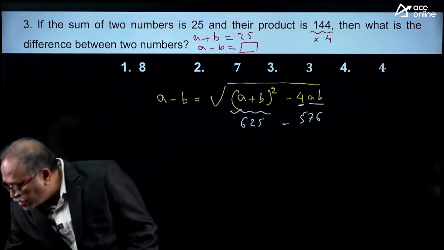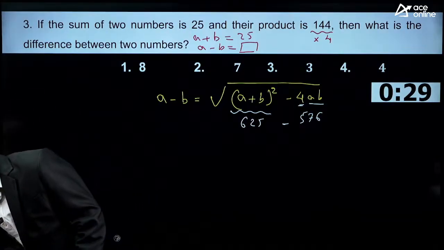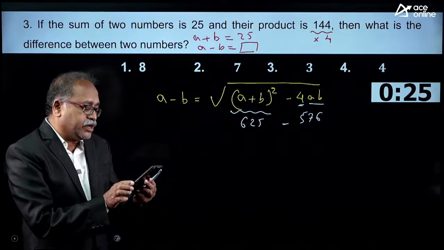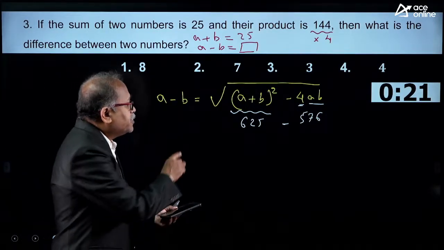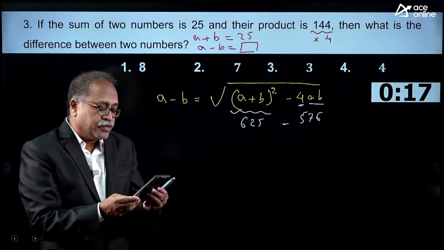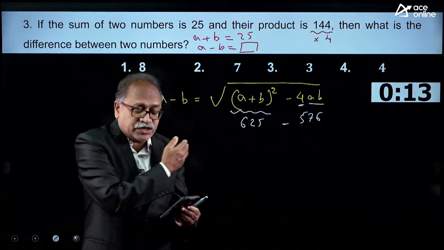Can I wait for your option? I am giving 30 seconds for you, and I think one of my friend Harsha has said option B. Is it option B for this question? Option B is 7. Mr. Harsha, is this answer is for this question?